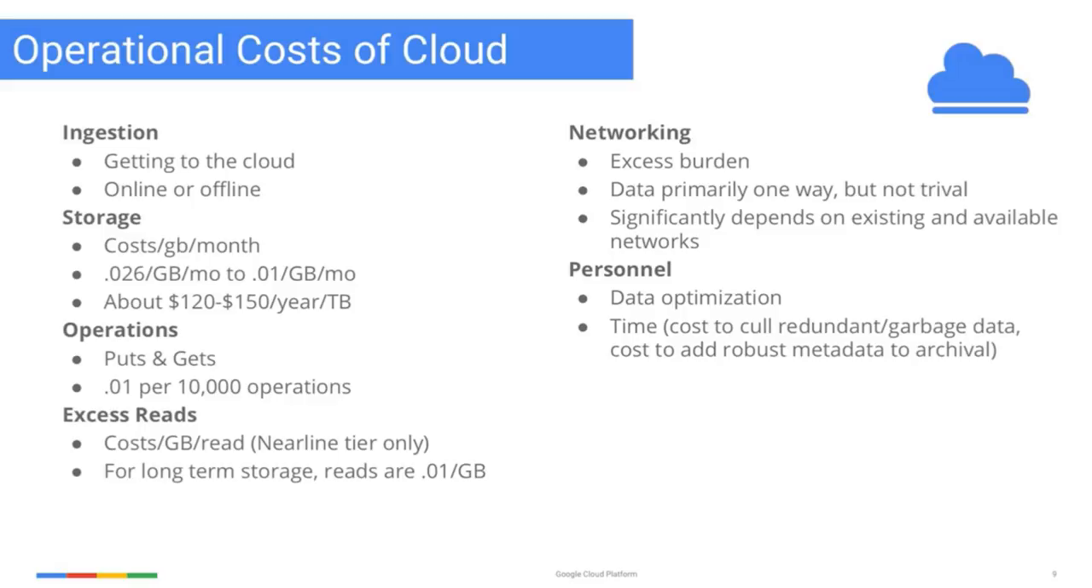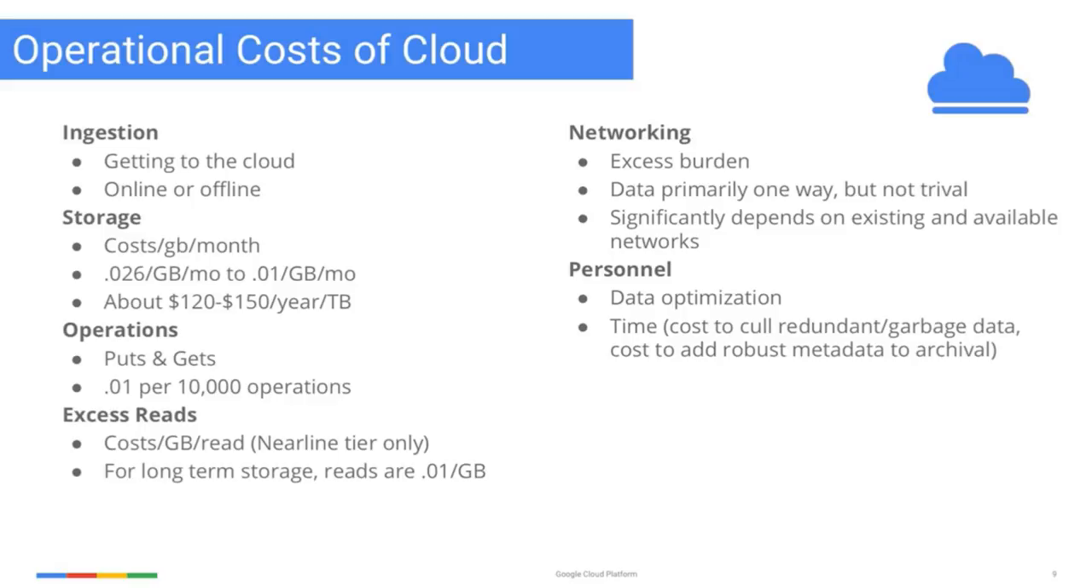Networking. There is an excess burden on networking, but this is really tricky because network configurations and costs associated with them can vary so significantly. I think it's just important to point out that moving data from on-prem to a private data center, or private data center to the cloud, for long-term storage does have some cost through increased network traffic.